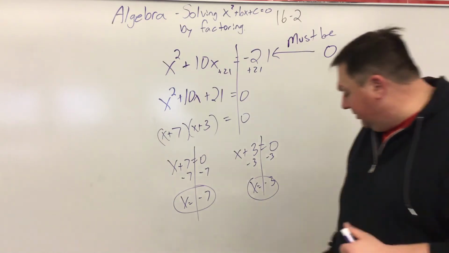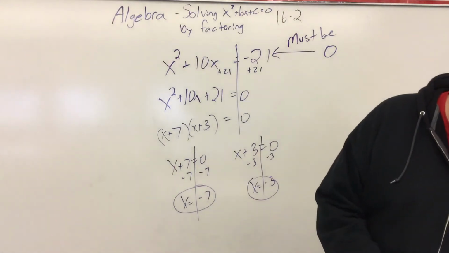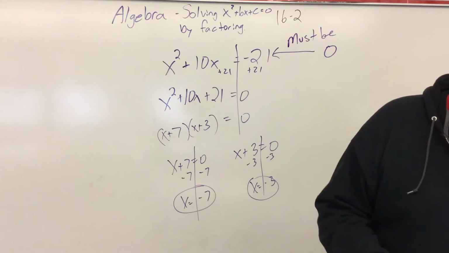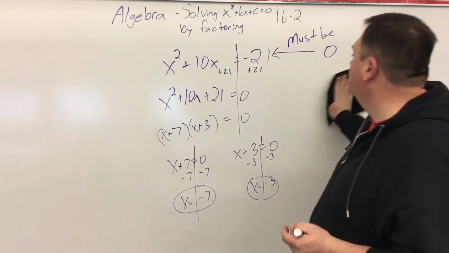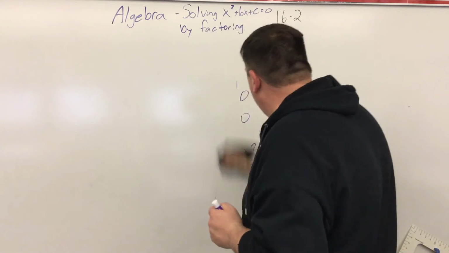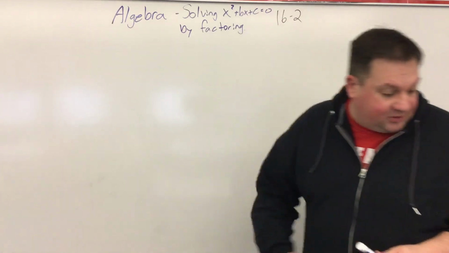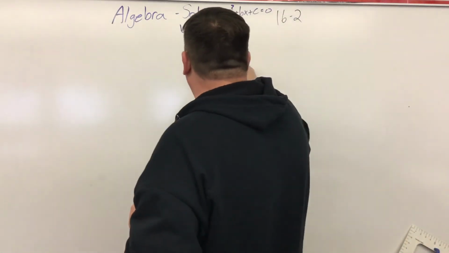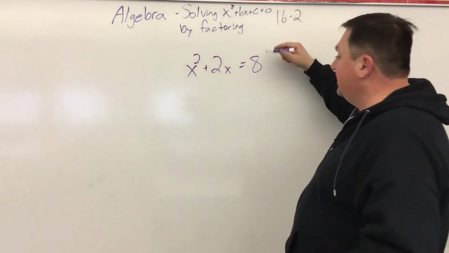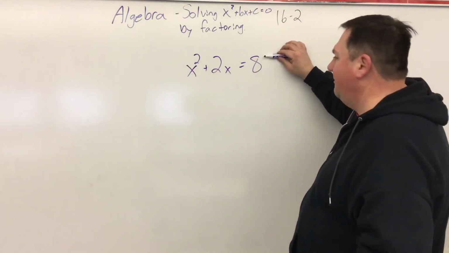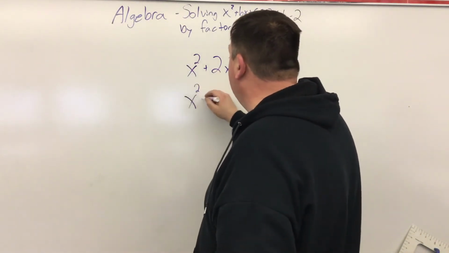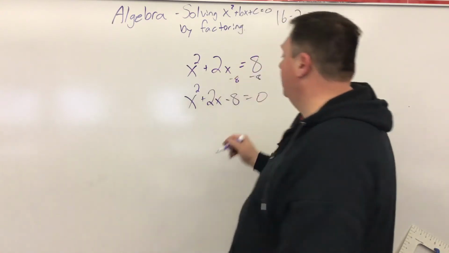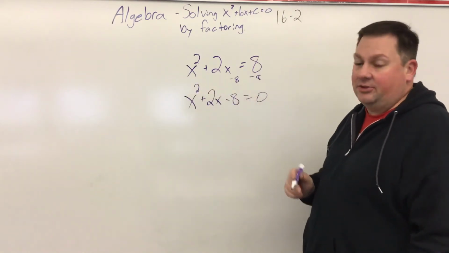So you should be able to solve your turn problems on 6, 7, 8, and 9. The hardest one looks like it could be number 9, so let's go over that one. Okay, number 9 says x squared plus 2x equals 8. Remember, this must be a 0, so we're going to have to subtract 8 from both sides. So it's going to be x squared plus 2x minus 8 equals 0. Now we have to take this and factor it.